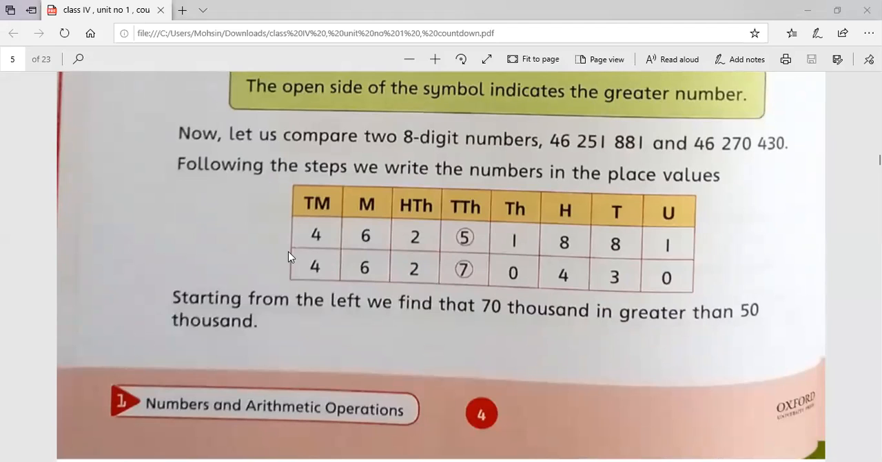So from the left side, you can see the place in the place value chart. It is 10 million. Both are same. Million, 6 same. 100,000, 2 both are same. Now come to the 10,000. This is 5 and this one is 7. So it shows that it is 70,000 and it is 50,000. As we know that 70 is greater than 50. So which one is the greater? Of course, the second value is greater than the first one.